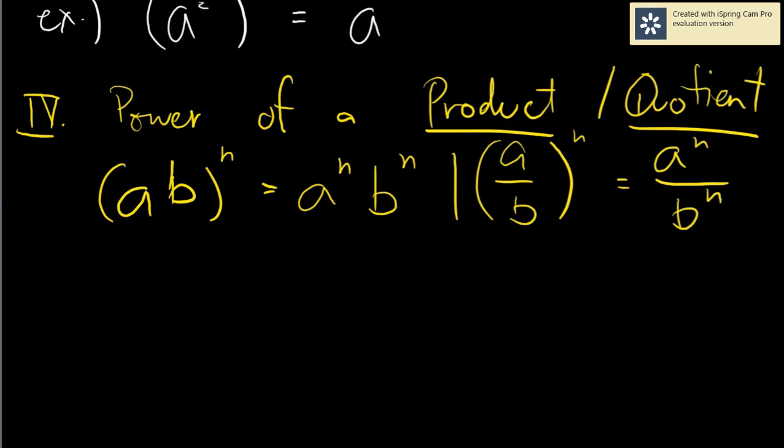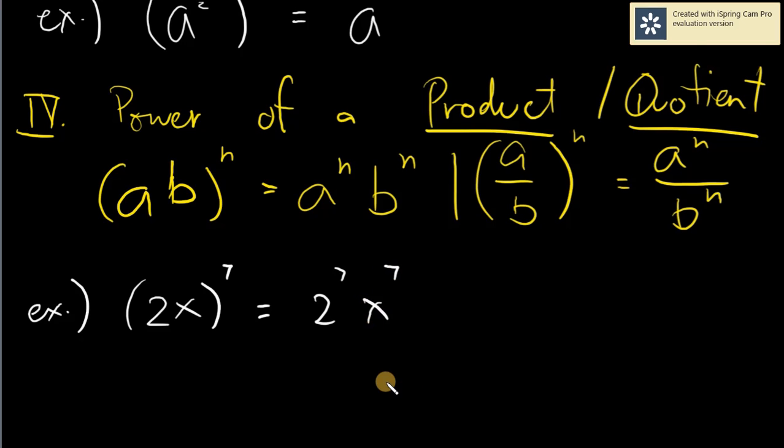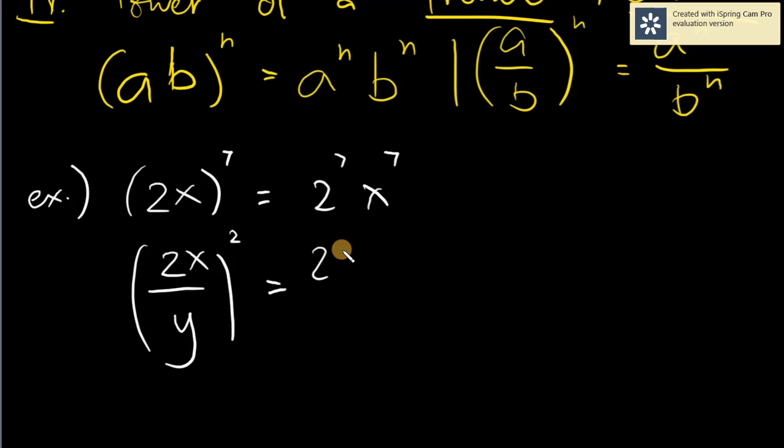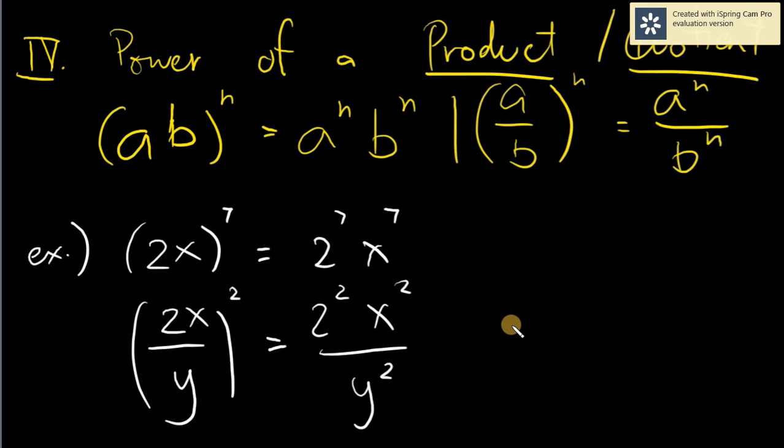So in any case, I would have something like that. Say I have 2x raised to 7. So this would be 2 raised to 7 and x raised to 7. It's that simple. Okay, give the exponent to the number and give it to the letter. Next one. Say I have 2x over xy squared. Give it to 2. Give it to x. Give it also to y. Okay? We are not selfish. We give it to everyone inside. So this is power of a product and power of a quotient.